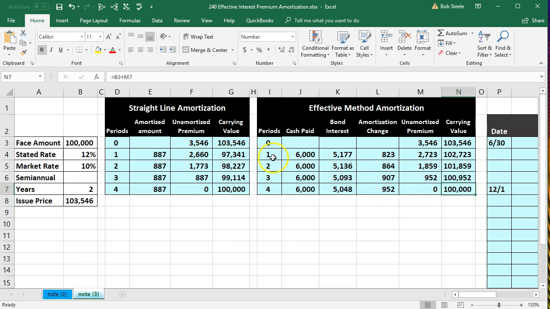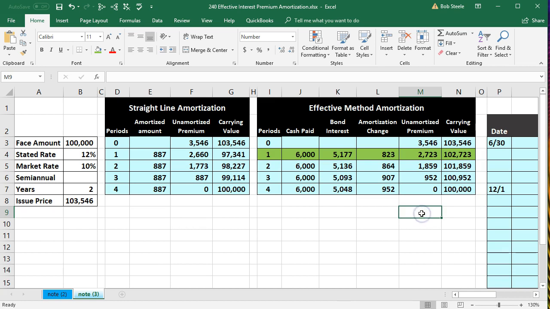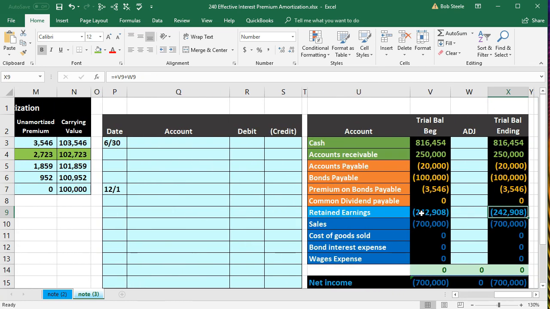Now let's see what this would look like in terms of a journal entry. If I was to journalize this first transaction, here's our trial balance over here, where we had put the bond on the books. So we issued the bond for $103,546. It's got a premium of this $3,546. Now we're going to make our interest payment and reduction of premium at the first 6-month time period.